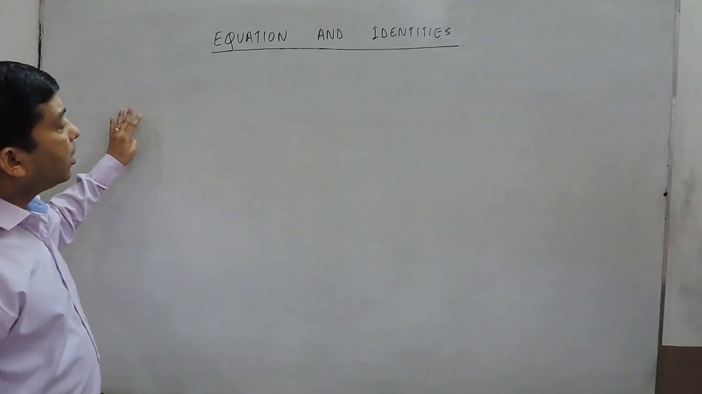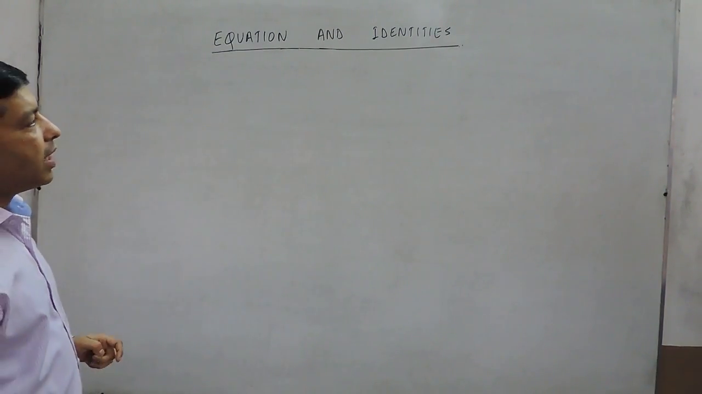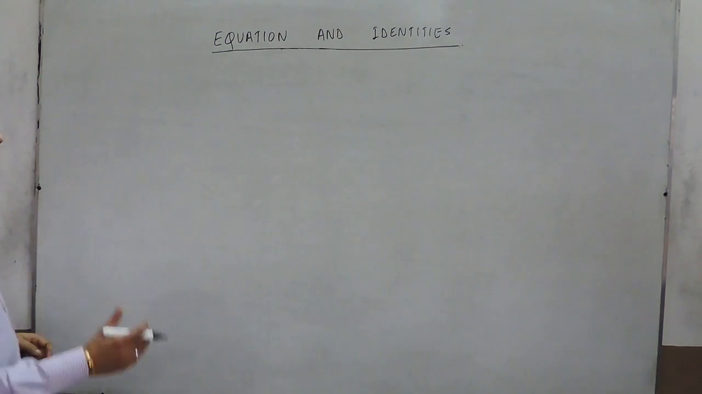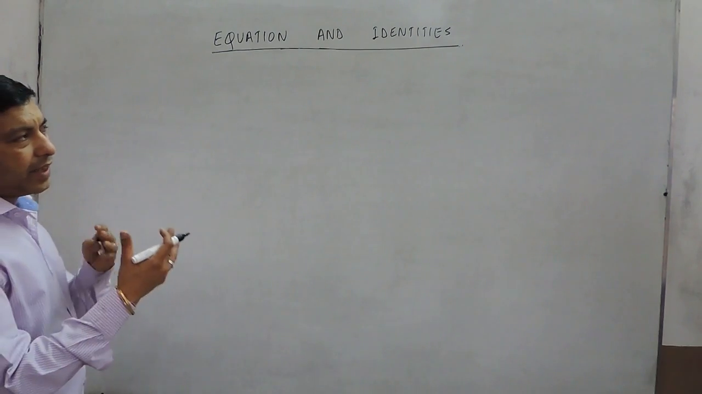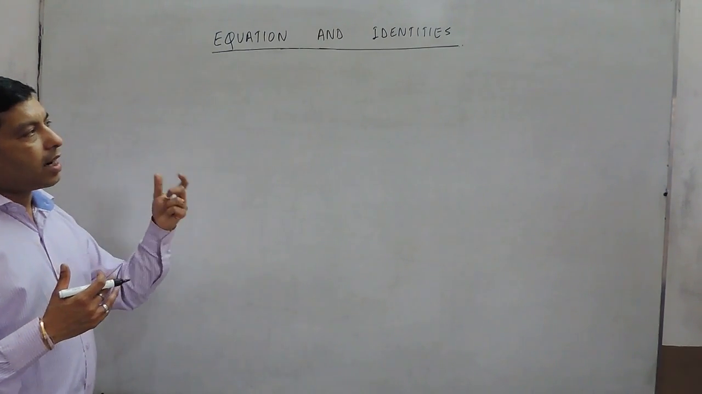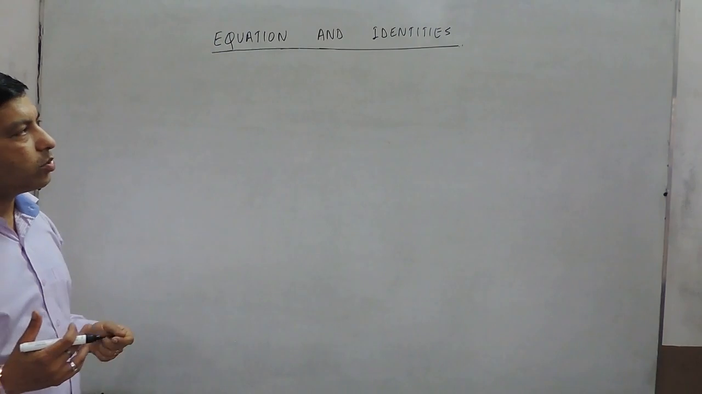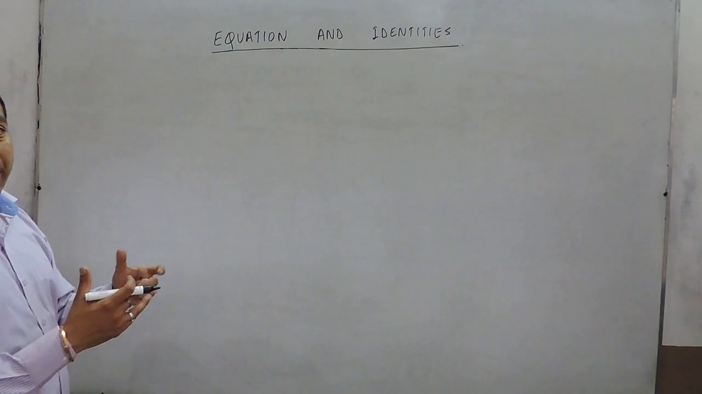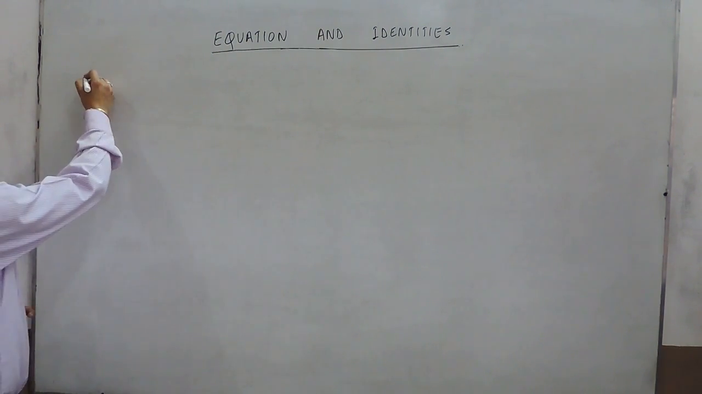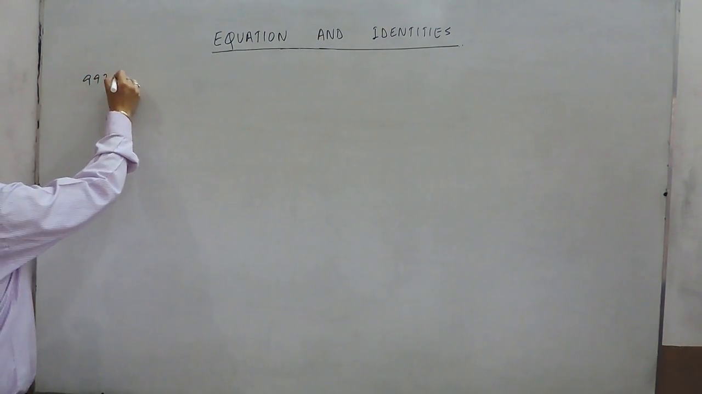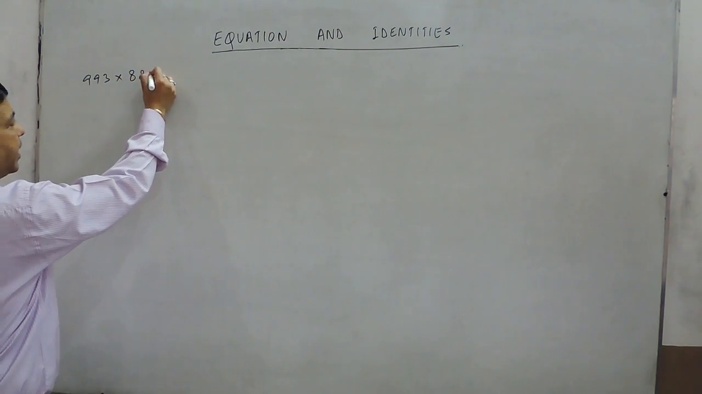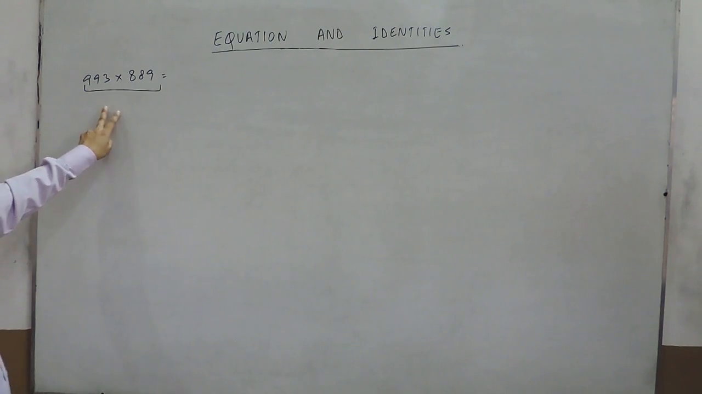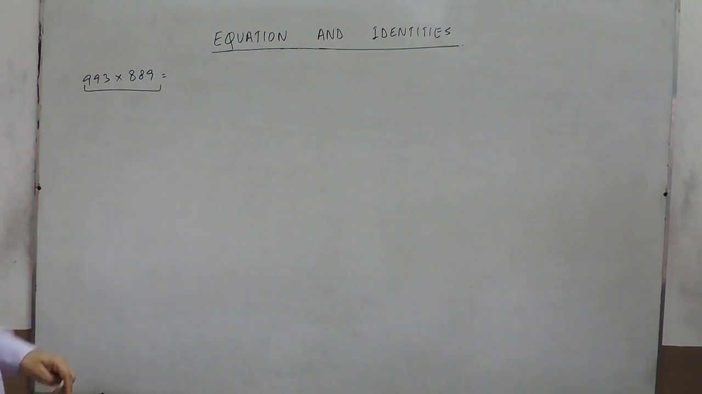Hello everyone. As we already discussed the identities, now the point is what is the use of these identities? As I already told, if we want to multiply 102 by 104, we can use the identities. If we want to multiply larger numbers, let's say 993 by 889, in this case also, if we use our identities, it becomes very simple.